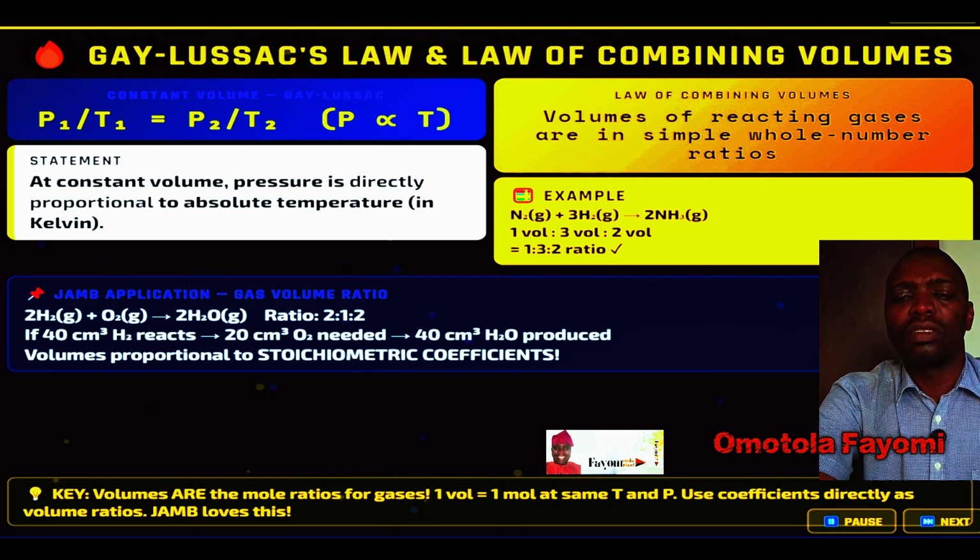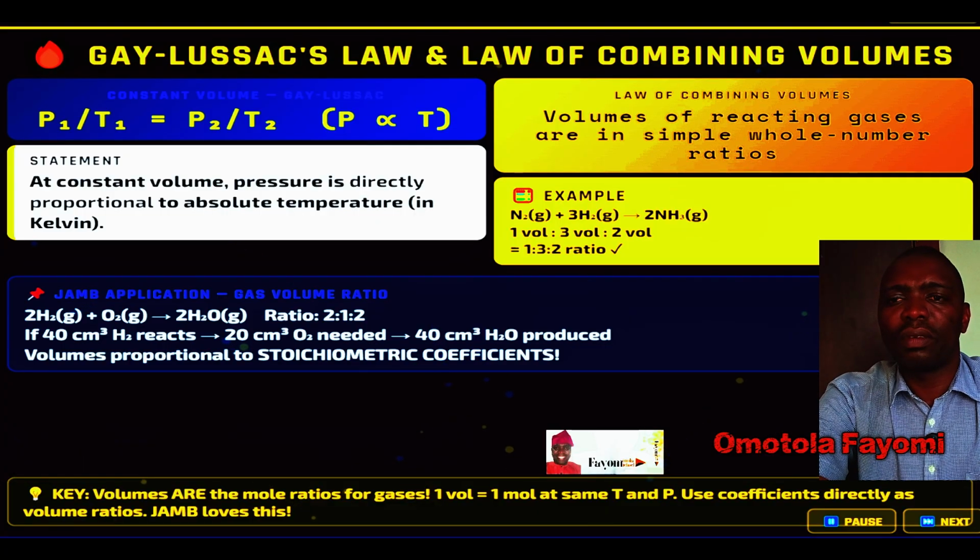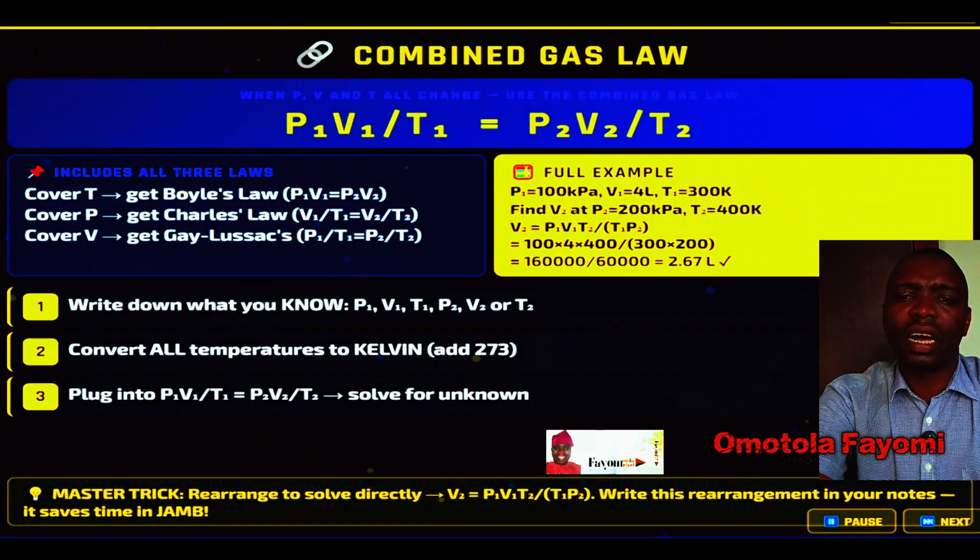Second example: 2H2 plus O2 gives 2H2O. Ratio is 2 to 1 to 2. If 40 cm cube of hydrogen gas reacts, you need 20 cm cube of oxygen gas and produce 40 cm cube of water vapor. These questions are quick marks in JAMB. Use the coefficients directly as volumes. What happens when both pressure and temperature change simultaneously?